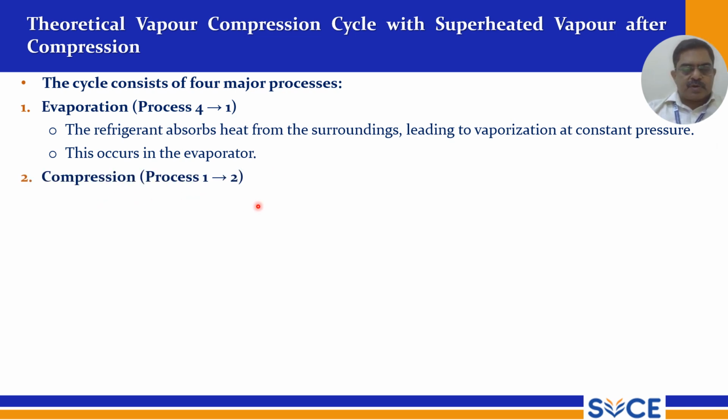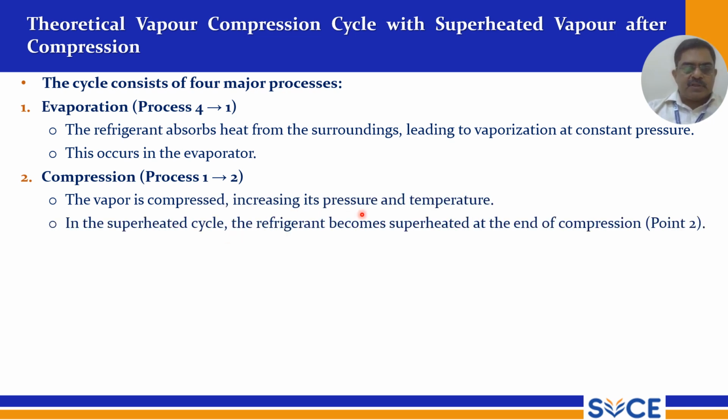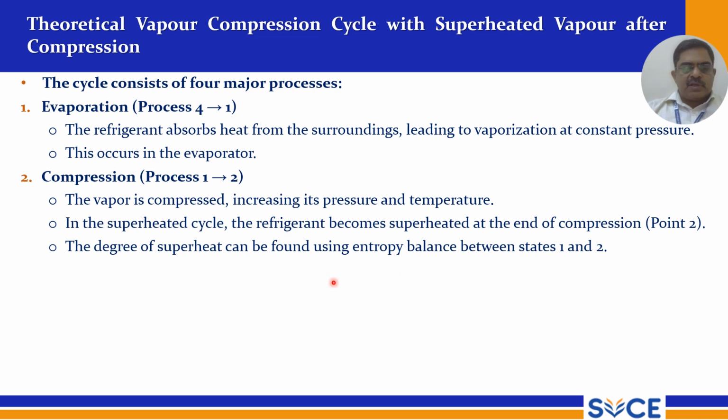And the compression process, 1 to 2: the vapor is compressed, increasing its pressure and temperature. In this superheated cycle, the refrigerant becomes superheated at the end of compression, that is point 2. The degree of superheat can be found using entropy balance between states 1 and 2. Then condensation process, 2 to 3.